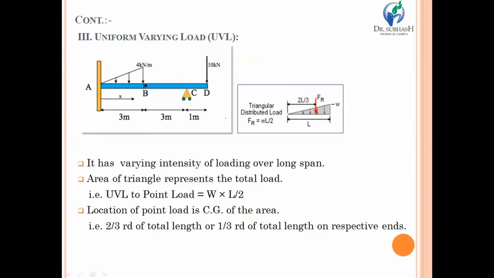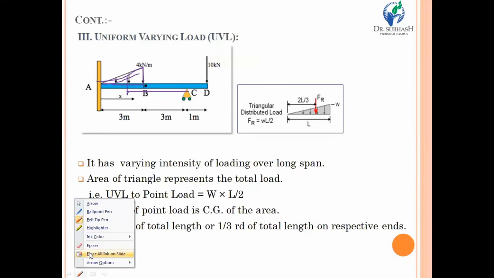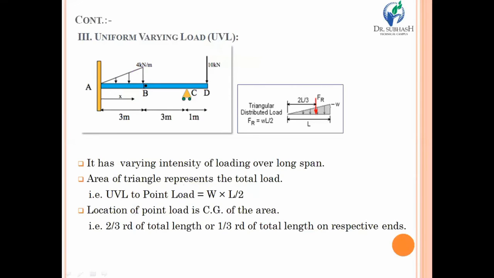Once you have converted the UVL to point load, the question arises where it should be placed. In case of UDL, we have placed this point load midway, that means at the center of gravity. But over here there is a triangular load, so you are not supposed to put that point load at the center of that particular triangle. First of all, you have to calculate the point load, and once you have calculated it, you put the exact location of that particular point load.